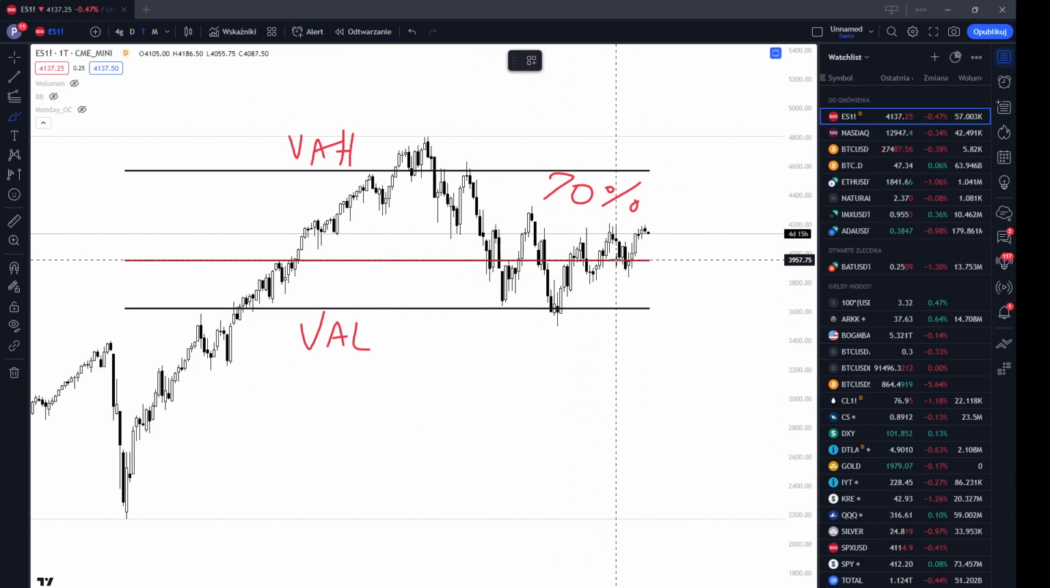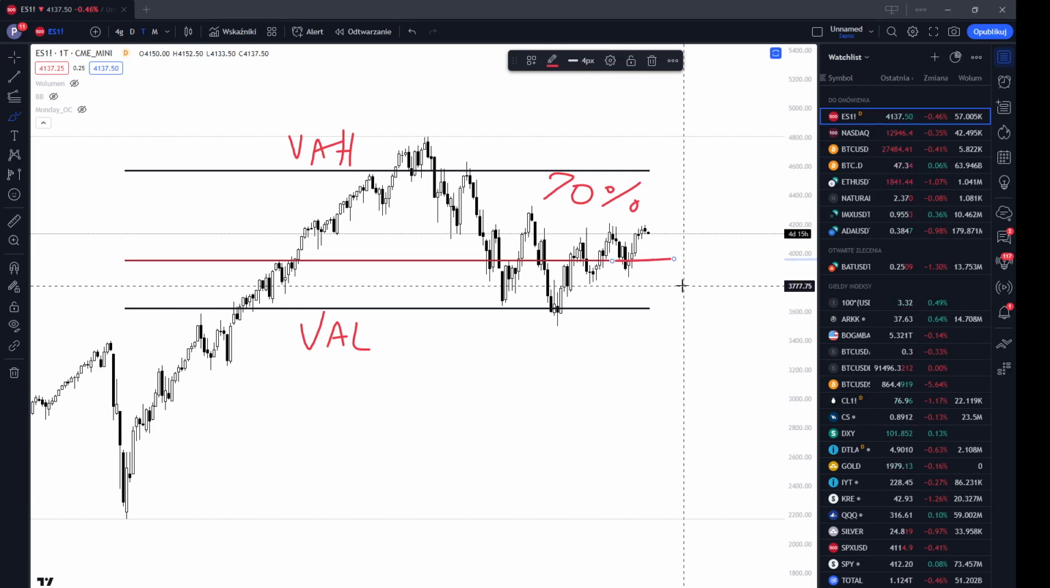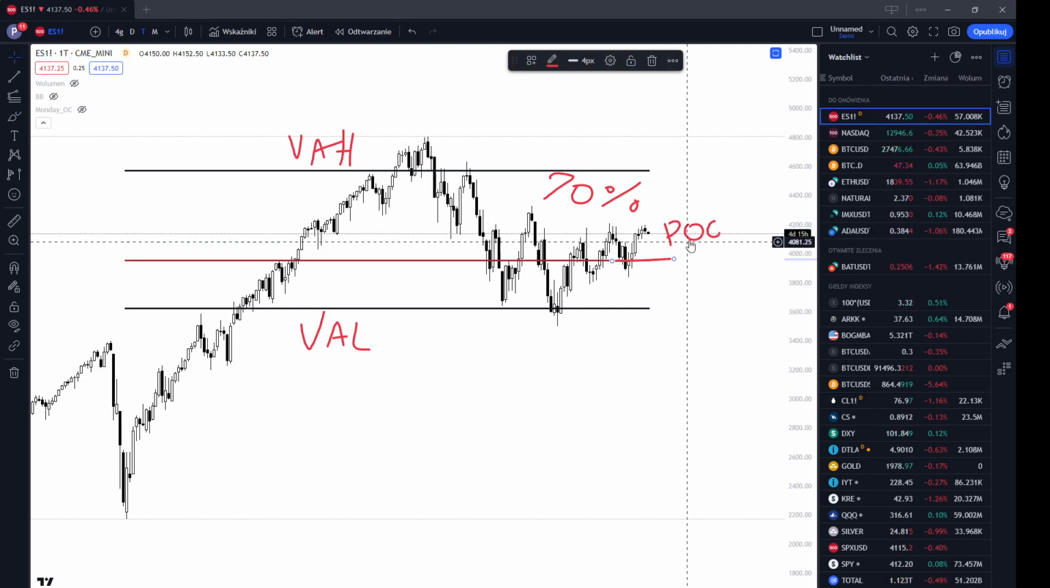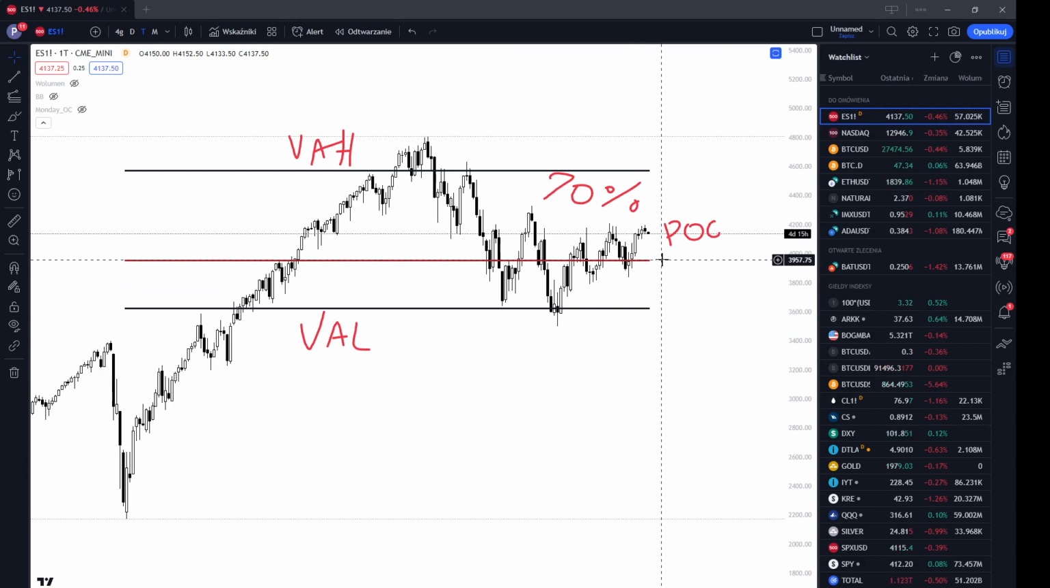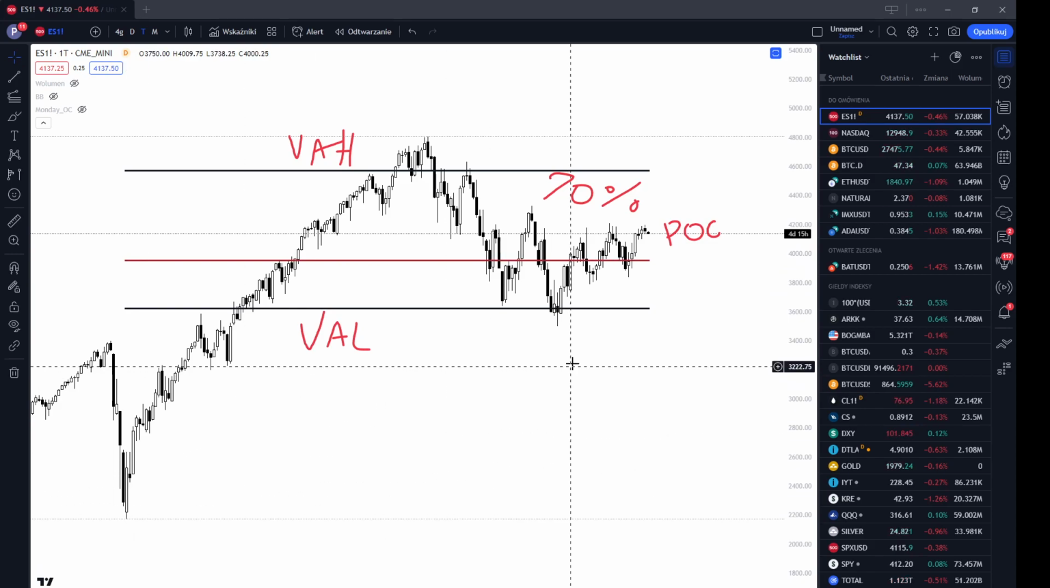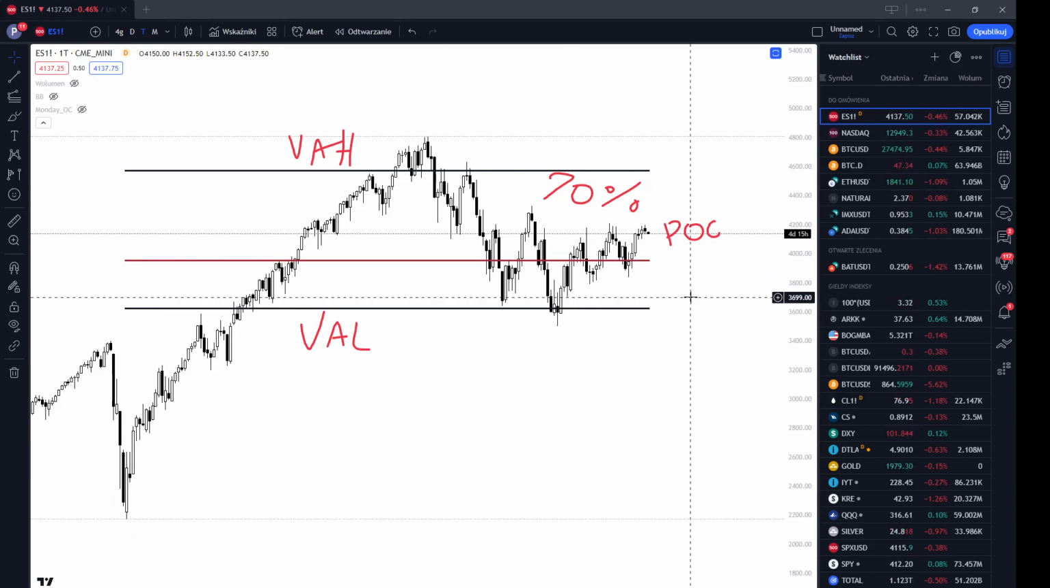In the middle, you have this reddish line, this burgundy, I think ladies would call it burgundy line, which indicates what is called the POC, point of control, which is where most transactions took place. So in this case, 3,950 was where most transactions took place in the swing from the COVID lows up until today.